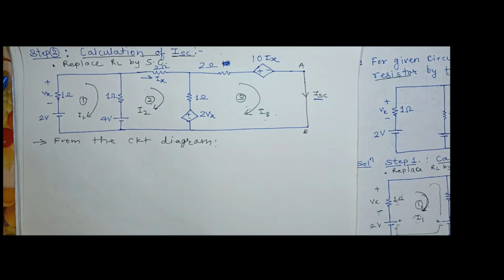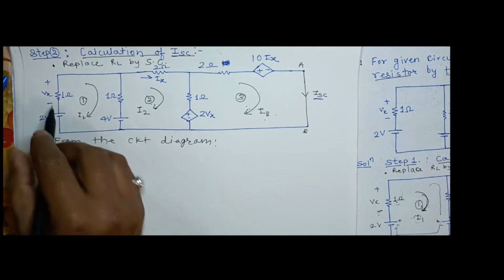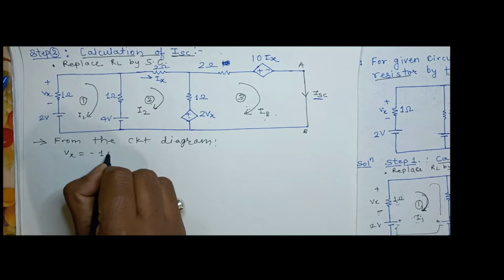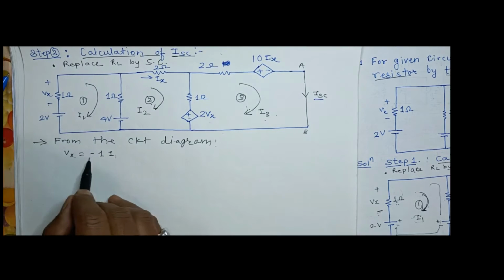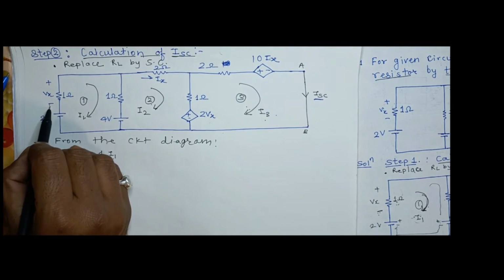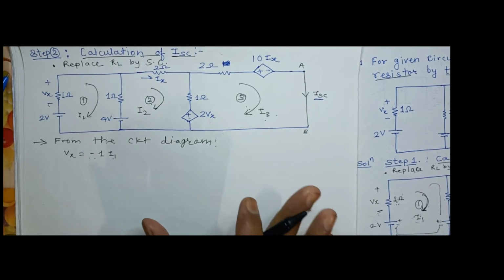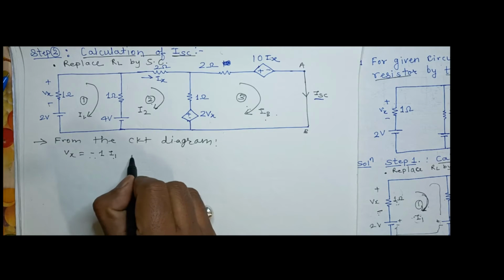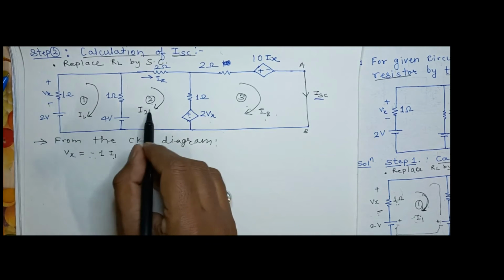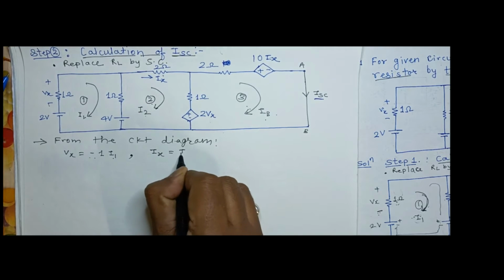Next, you can see Vx from the circuit diagram. Vx equals to what? Minus 1 I1. Clear? We are moving in this direction, it is a minus sign, so I will write minus. If here it is plus, then I will write plus only. You have a simple method to follow. Then the second thing: I2 equals to Ix. So I will write Ix equals to I2.